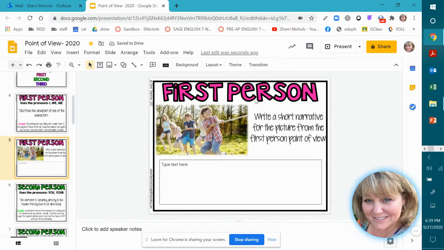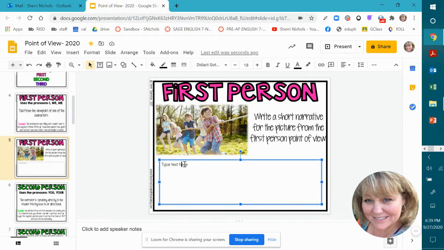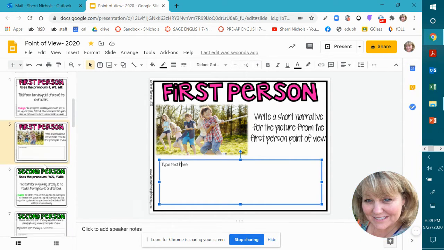And then you're going to move on to this for first person. Write a short narrative from the picture from the first person point of view. You'll start typing here. And you're going to write it from the point of view of one of the characters. So you would start off with, it was a sunny, bright day at my elementary school. And then so on and so on. So just write a few sentences for each picture. Make sure you're using first person point of view like I, me, we.